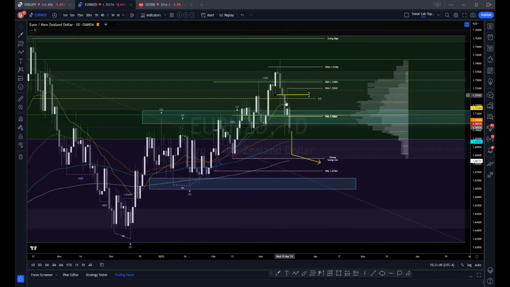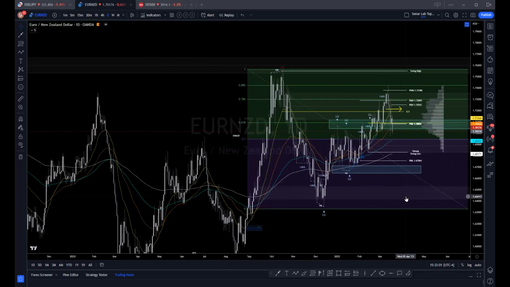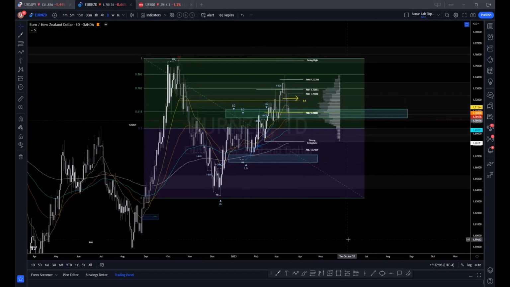So we got this change of character, lower lows. Let's go here. We got lower lows, lower highs, lower lows. Okay. Going to this order block. Maybe. I think this is what we're doing. Your NCD coming down here, baby. This is what I'm looking at.